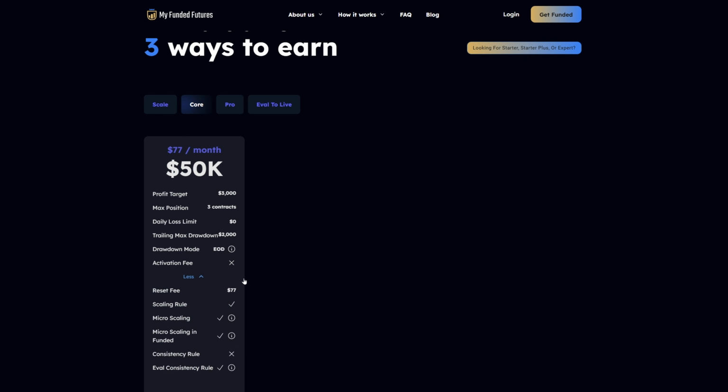And here's one of the key benefits of this account. Something I love about My Fund Futures. Once you pass the evaluation, there is 0 activation fee on any of their accounts.